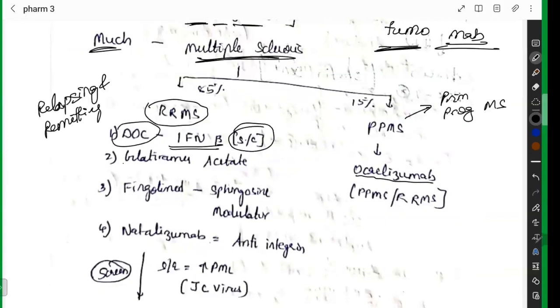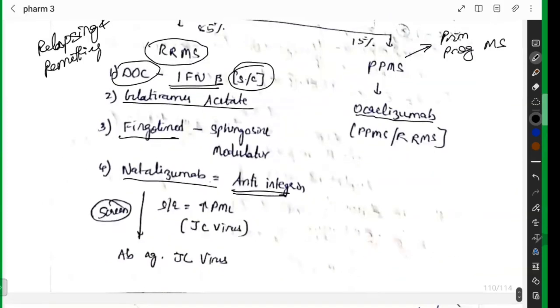Glatiramer acetate can also be given. Fingolimod can be given, and natalizumab can be given. Natalizumab is going to be anti-integrin. I explained all these things to you. So always remember this anti-integrin. What it will do is, it is going to increase the risk of progressive multifocal leukoencephalopathy, which causes a serious side effect.